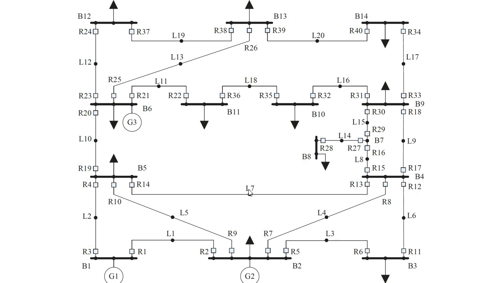And L shows the number of lines, and B shows the bus number, and we have the generators over here, and this one shows the loads.